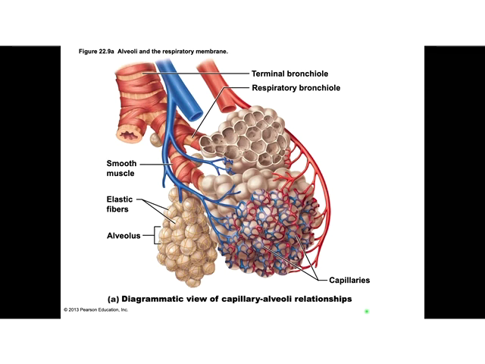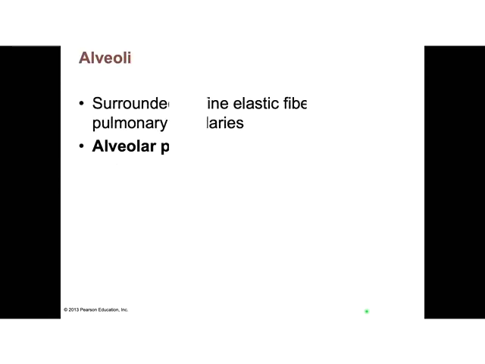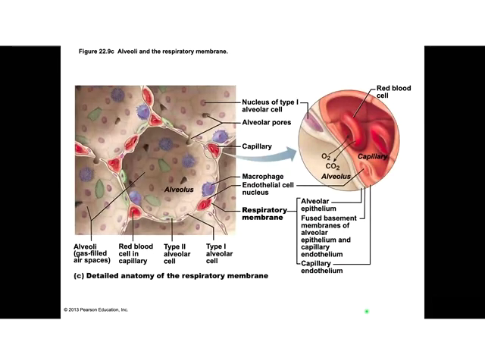So that's what the system looks like. Lots of capillaries here, and there is a scanning EM micrograph of the capillaries of the alveoli. The alveoli are surrounded by elastic fibers and pulmonary capillaries. Pores connect the alveoli. They're called pores of Kohn, and they let the macrophages wander from alveolus to alveolus. About 2 million dead macrophages per hour get carried by the cilia to the throat, and then we swallow them. That's part of what goes into the mucociliary escalator, and you can see the different cell types here.